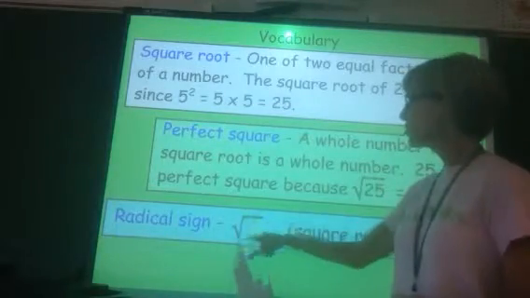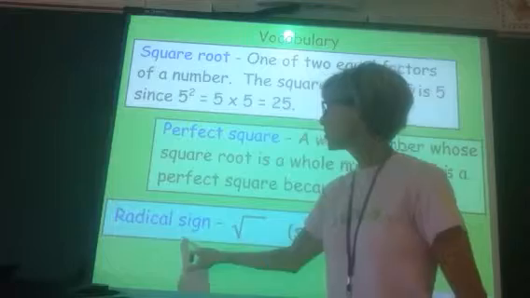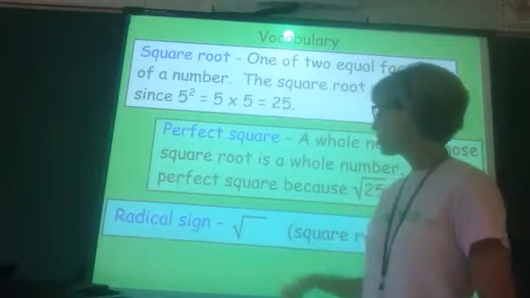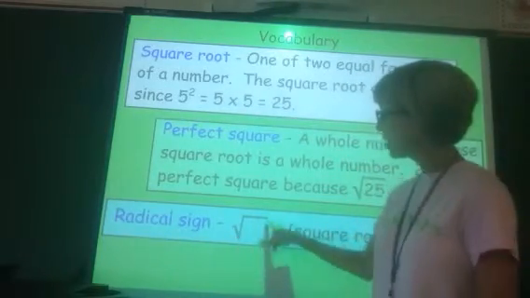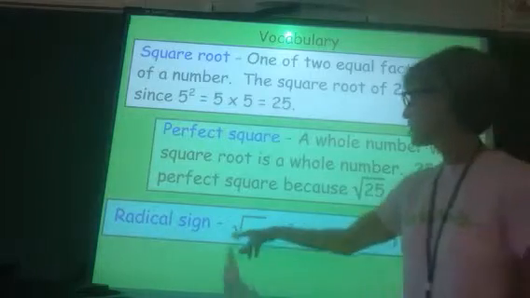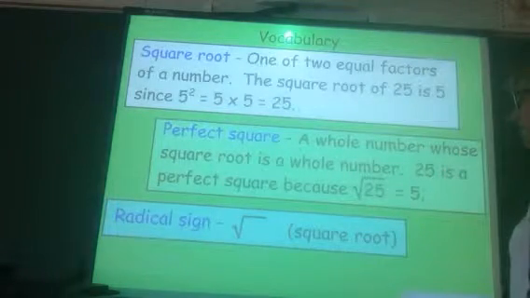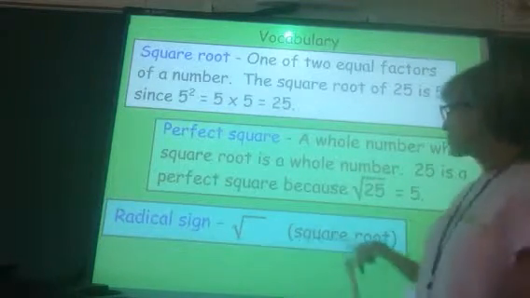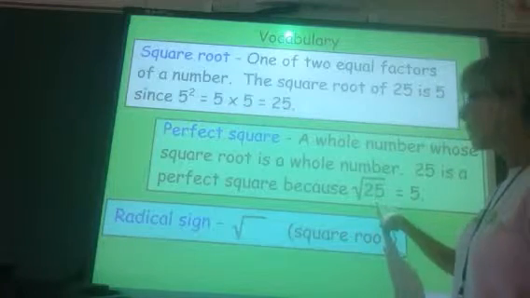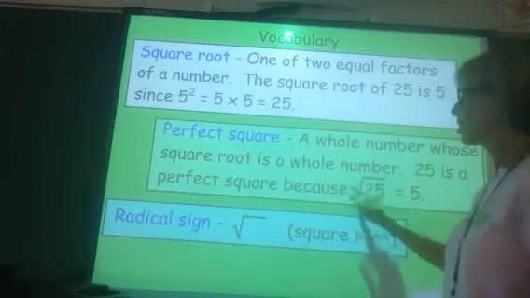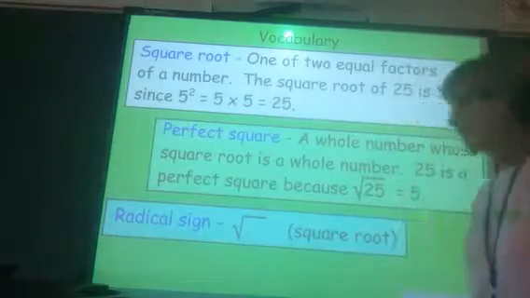This square root symbol here is a radical sign. This is called the radical sign. It looks kind of like a check and an upside down check with a division sign. But it stands for square root, so the square root of 25. The sign, though, is called the radical sign.